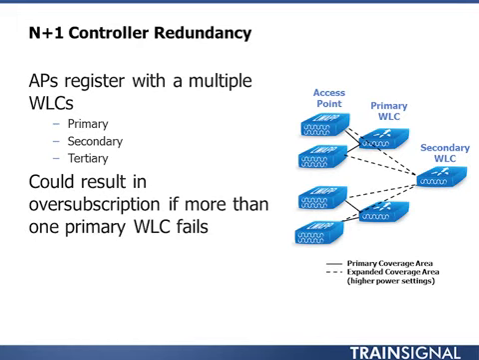The problem is, in a large network, let's say you have a multi-story building with 10 floors in it, and each floor has a wireless LAN controller, and you use one backup wireless LAN controller for all 10 floors. If more than one wireless LAN controller goes out, then all of those access points are going to try and connect to the secondary wireless LAN controller. And it's quite possible that it could result in oversubscription, i.e. not all of your access points will be allowed to join because it doesn't have enough licenses on it.